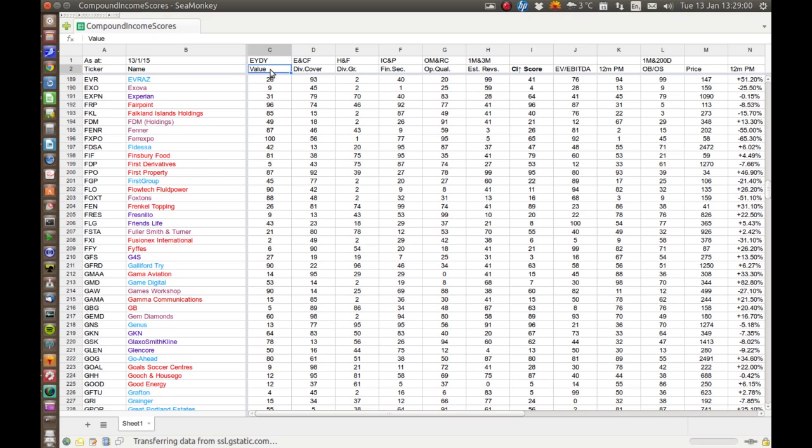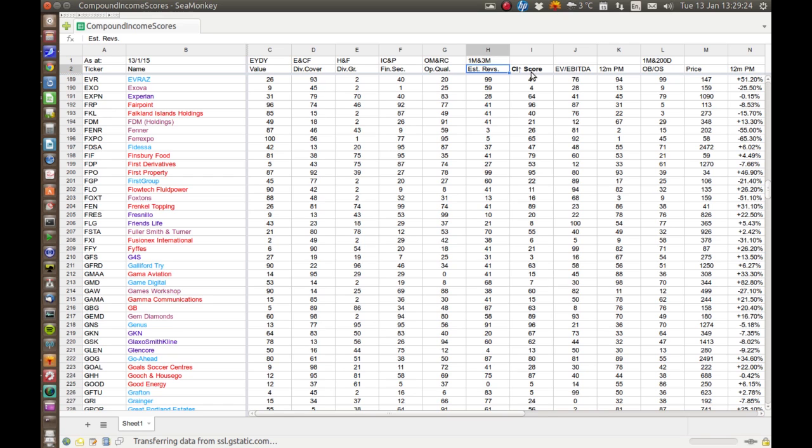The other columns going across the right are value, dividend cover, dividend growth, financial security, or the balance sheet and how good or bad it is, operating quality in terms of the business itself, margins, return on capital, things like that, and then estimate revisions over 1 and 3 months. Those are all individually ranked 1 to 100, with 100 being the best.